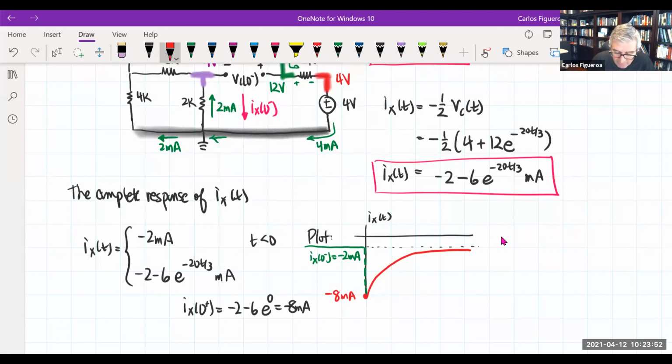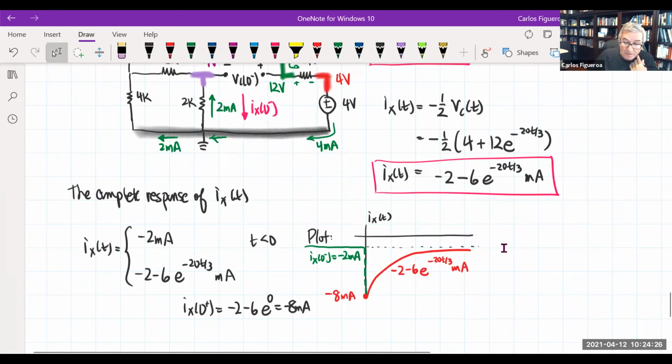Right? It's going from a more negative value to a less negative value. So there's an increase in current. And this solution here is then minus 2 minus 6 e to the minus 20t over 3 milliamps. And that's what that plot is looking like right there. Okay, I think we should just leave it right there.